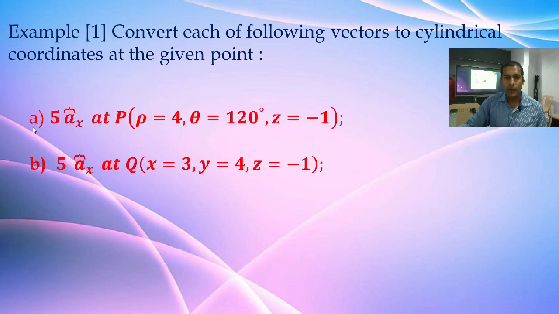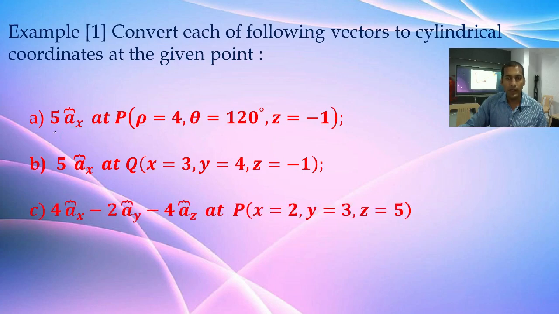So here we have two examples. First one, we have to represent y ax cap at point P, where rho is 4, theta is 120 and z is equal to minus 1. Second one, y x cap at point Q, another point Q is given at x equal to 3, y equal to 4 and z equal to minus 1.